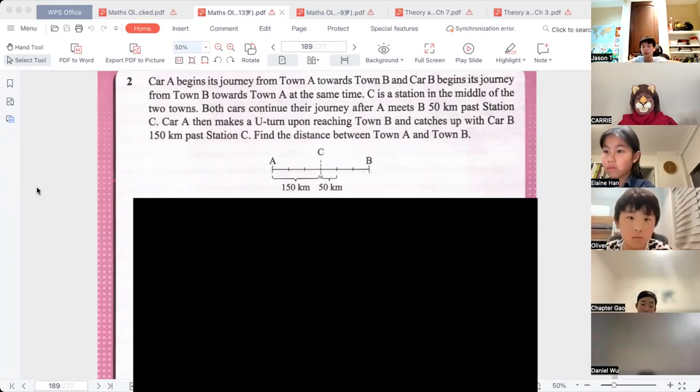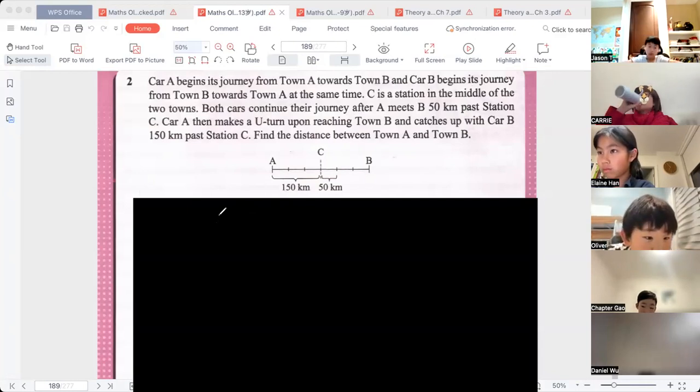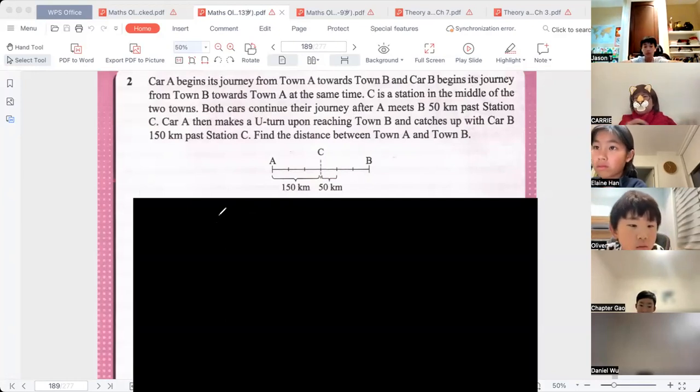If A meets B here, A is traveling how many kilometers more than B when they first meet? This is my first question. Is it 50 kilometers or 100 kilometers? 50.